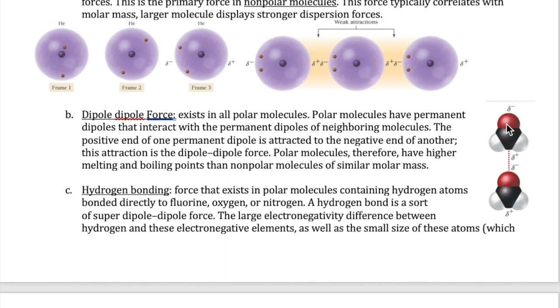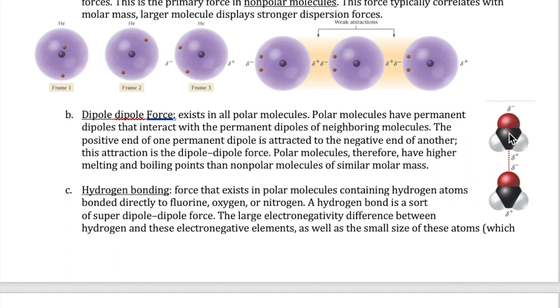So the oxygen side of the molecule is going to be delta negative, and the carbon side of the molecule is going to be delta positive. So that dipole permanently exists in that molecule. It's not temporary like the case with helium, but it's always going to be there.